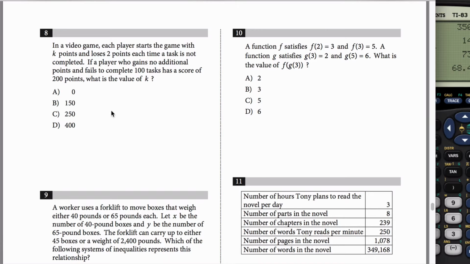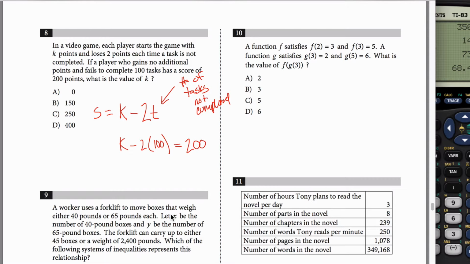Okay, so you start out with K points and you lose, hence the minus, 2 points each time a task is not completed. So maybe I'll use T to represent the number of tasks not completed. The player gains no additional points and fails to complete 100 tasks, has a score of 200 points. So what they're telling me is that if T equals 100, my score is equal to 200. So it's saying solve this equation for K.